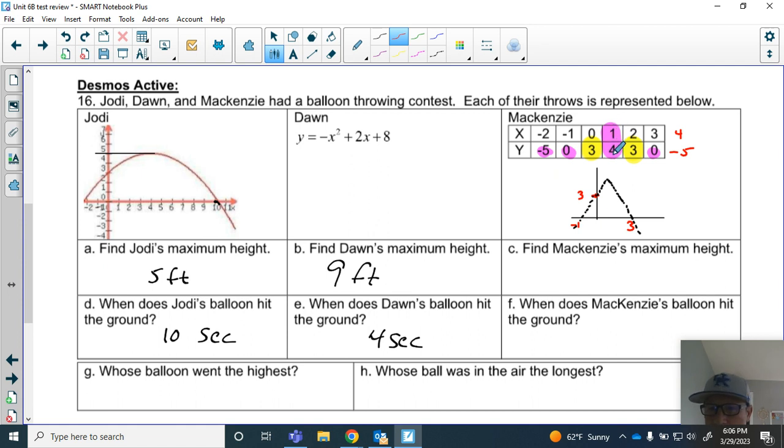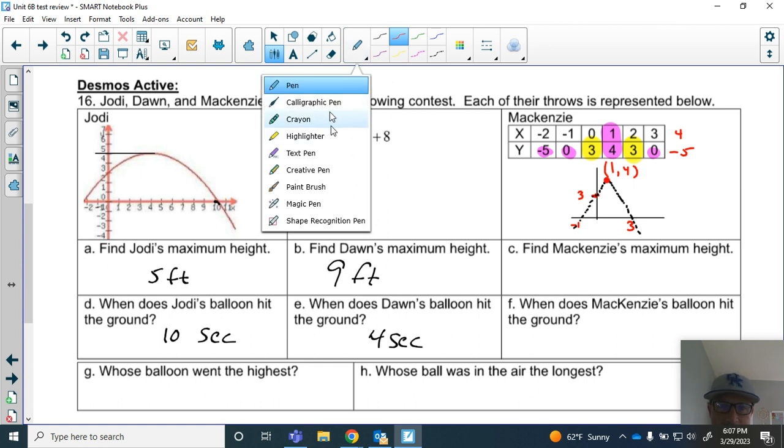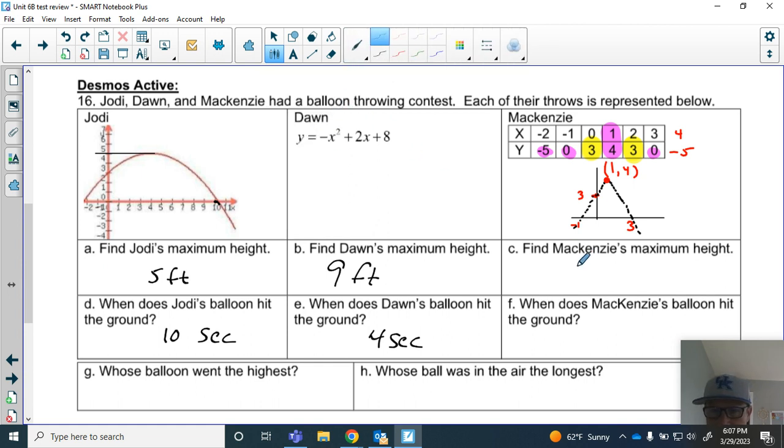When you see this (1, 4) that's right smushed in the middle, surrounded, it's sandwiched. The 3 is the bread and the 4 is the meat right in between. That is going to be your vertex. It's also going to be your highest point. So Mackenzie's maximum height here is the vertex, and that's going to be 4 feet. When does Mackenzie's balloon hit the ground? That's going to be at 3 seconds.